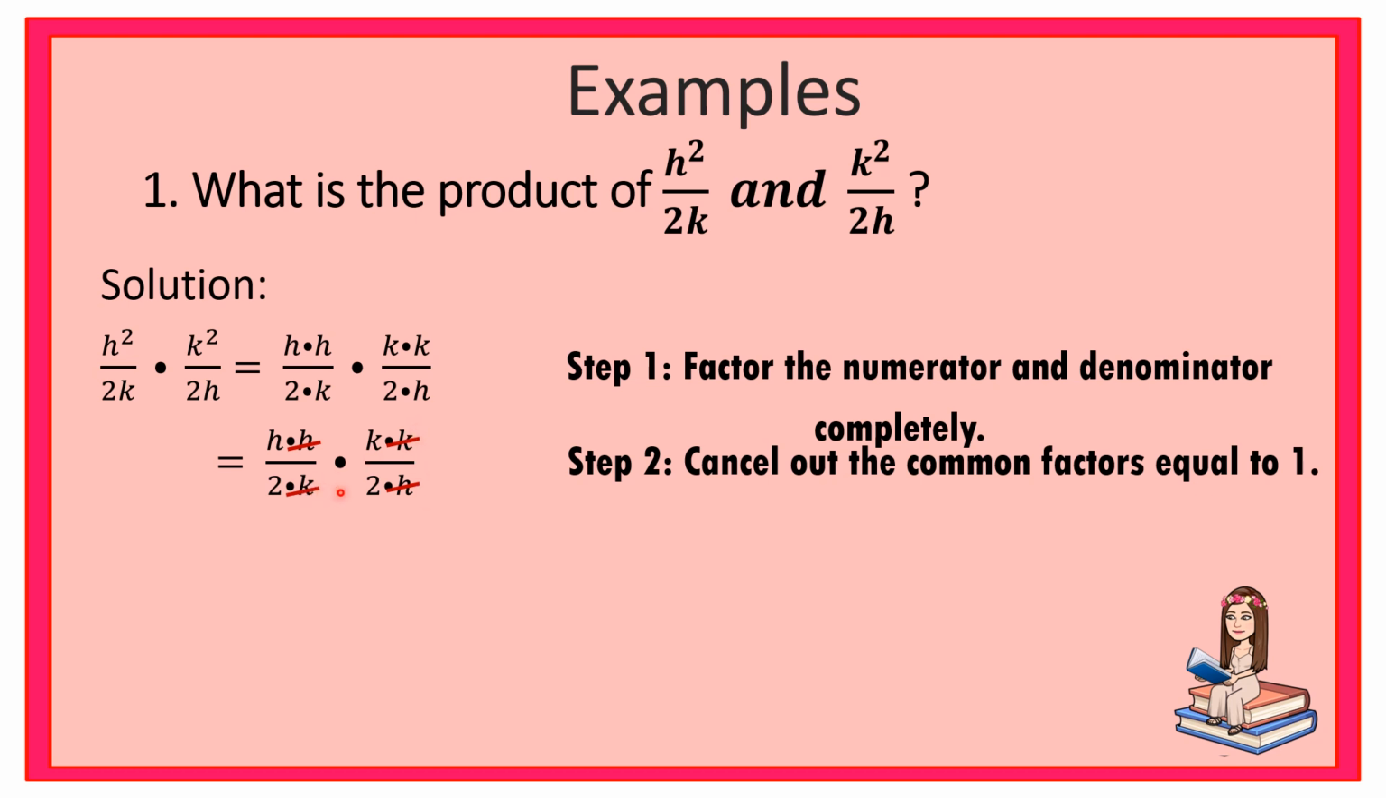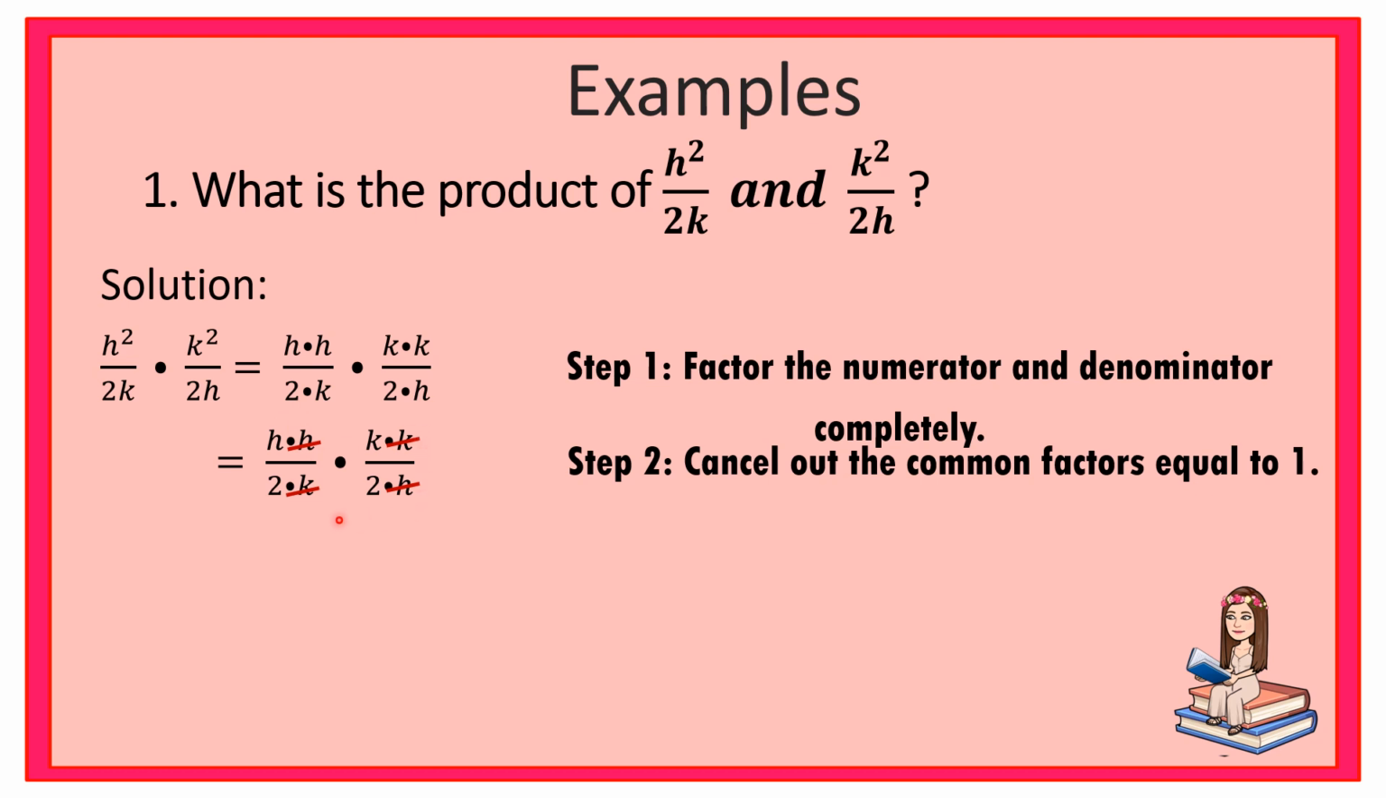Take note, when you're canceling out common factors that equal to 1, kailangan isa sa taas, isa sa baba. Hindi pwedeng parehas taas, hindi rin pwedeng parehas baba. So kung mapapansin nyo, yung 2, kahit na may kapartner siya na 2, hindi siya na-cancel out kasi parehas silang nasa baba. Unlike yung h, isang taas, isang baba. Yung k, isang taas, isang baba. I hope malinaw yan. Then we proceed.